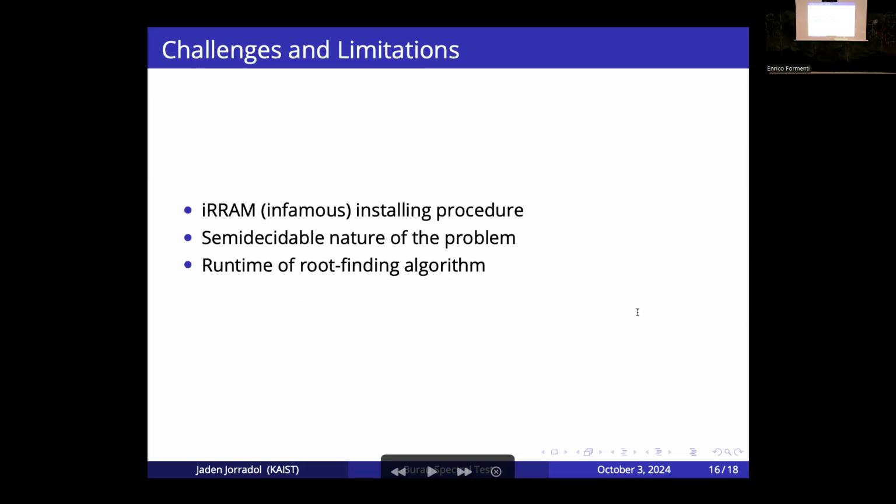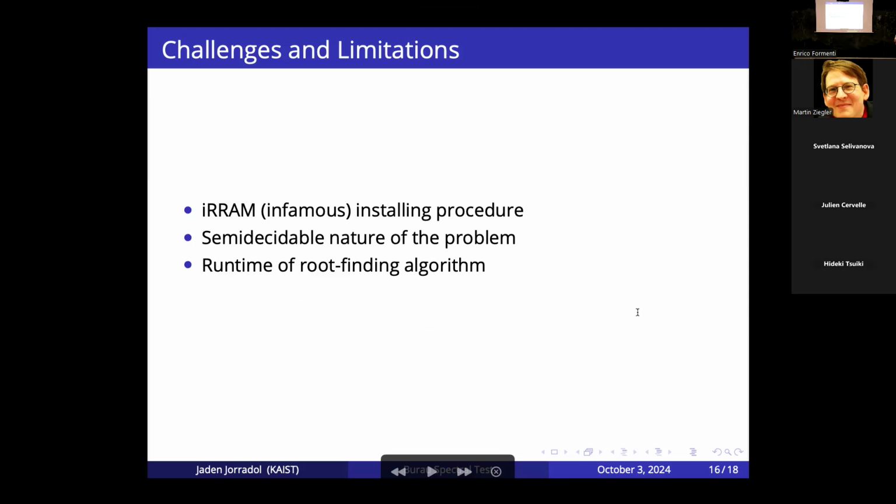Okay, so let's go on to some challenges and limitations of this program. The first challenge is that iRRAM is hard to install, for which I provide some guidelines on installing iRRAM on the GitHub, and also after installing iRRAM, it has a different approach to programming, which is not imperative in some cases. So you need to know the ins and outs of iRRAM before you program this.